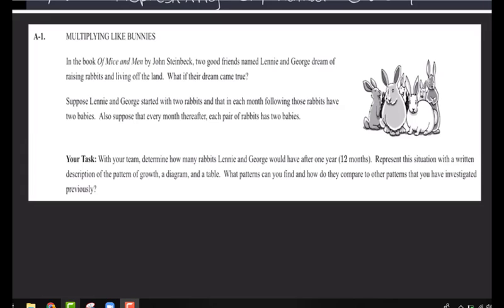So we're just going to represent this situation by looking at a diagram, looking at a table, and then maybe being able to explain in words kind of what's going on. So we're not going to come up with the equation for this exponential growth or decay, but it's going to be growth, right? Because we're having more rabbits. And that's going to come a little bit in the future. So we're going to make a little diagram, make a little table, and see what we can come up with. Sound like a plan?